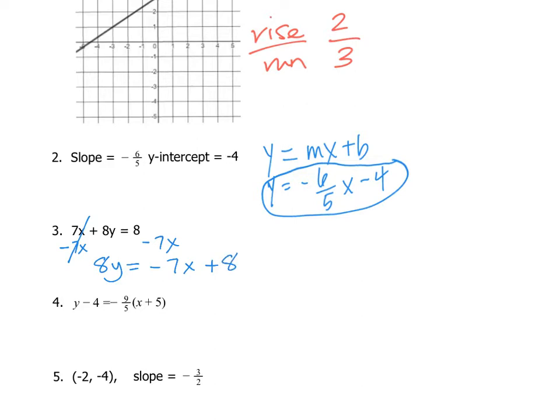Now I need to divide both sides by 8 so I can get y alone, and I'm going to divide each individual part on the right hand side by 8. So when you do that, you get y equals -7/8 x plus 1. And there you go.